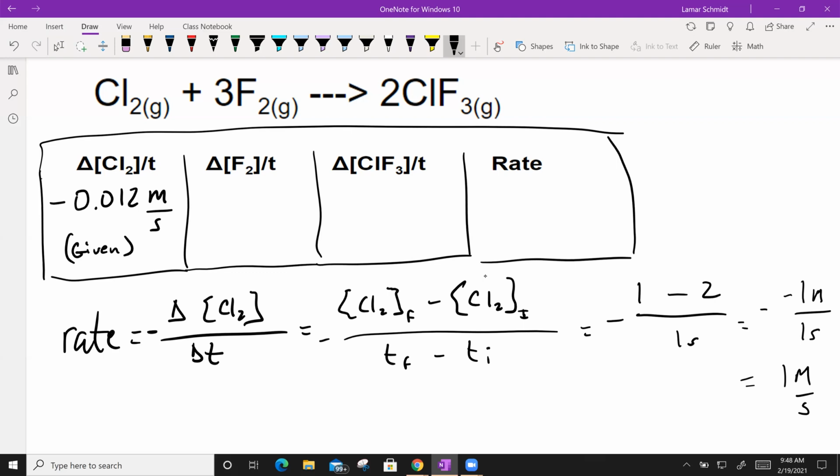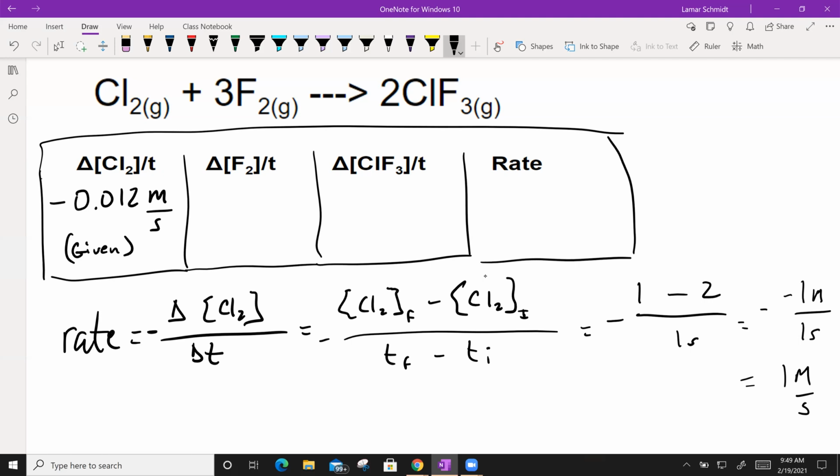All right. And so that's why we have a negative sign in our expressions, because it's a reactant and the concentration is going to decrease as the reaction takes place. And so when we say change, what we're saying is the concentration at the end minus the concentration at the beginning. And if it's a reactant, that change in concentration is going to be negative. And so we have to put a negative in our rate expression so that the rate will end up being positive.